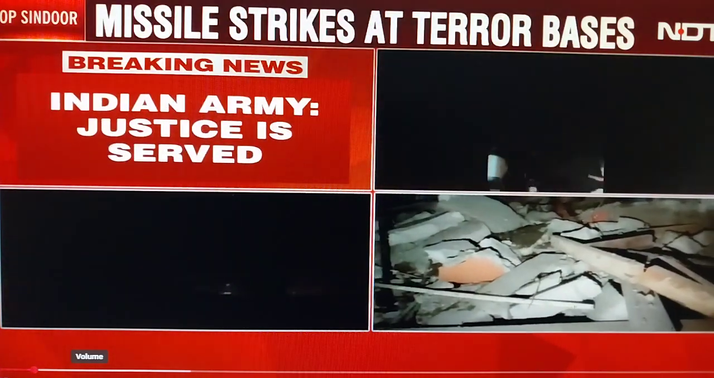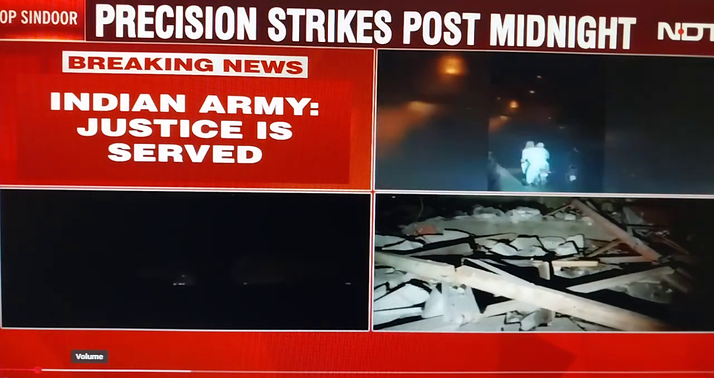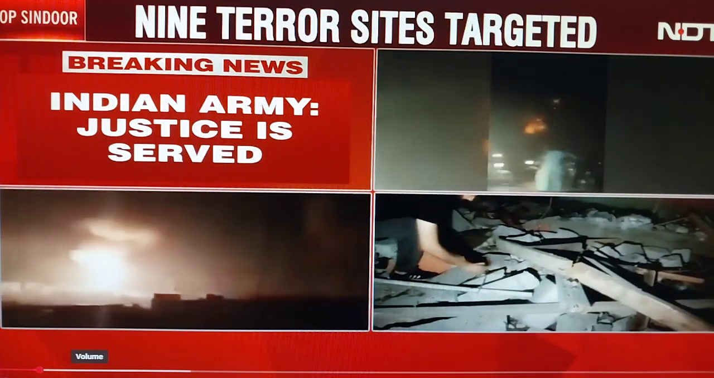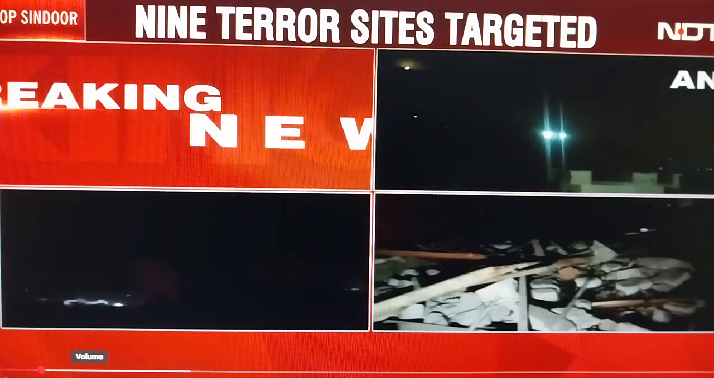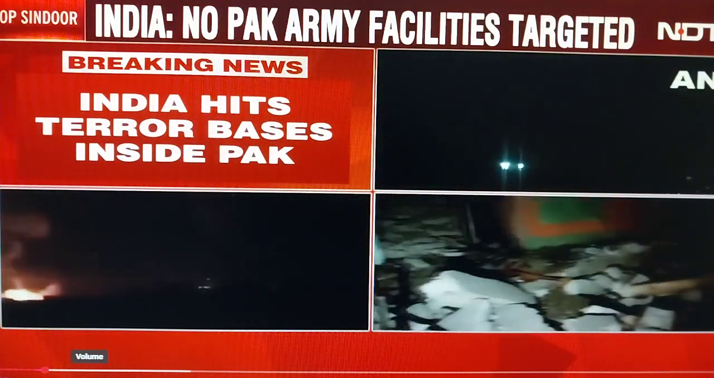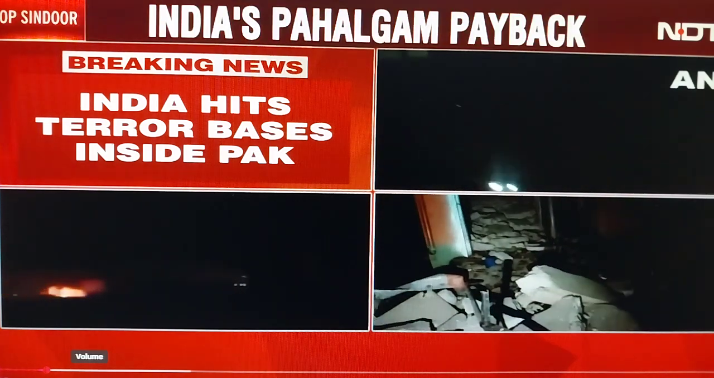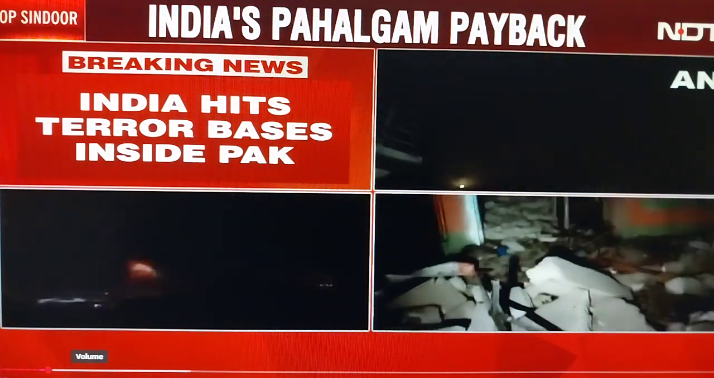Shiv, there will be a heightened sense, as far as India is concerned. While the Indian army says justice is served, the important work begins now, because Pakistan has been threatening, has been posturing right now. It all depends on where we go from here on the escalatory ladder.